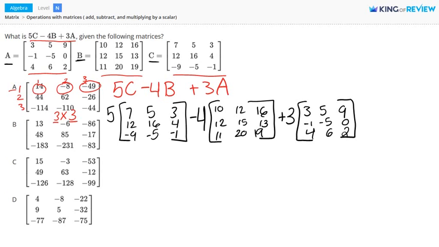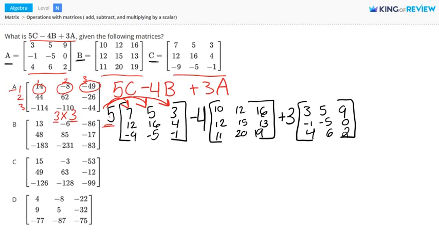When working with matrices, a real number is called a scalar. To multiply a matrix by a scalar, you multiply each entry in the matrix by the scalar. This is called scalar multiplication. So let's look at our expression here. For 5c, we're multiplying the scalar 5 by each of these entries here. So each entry is going to be multiplied by 5.